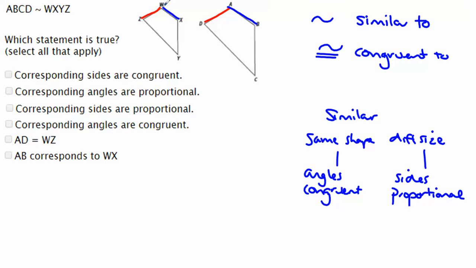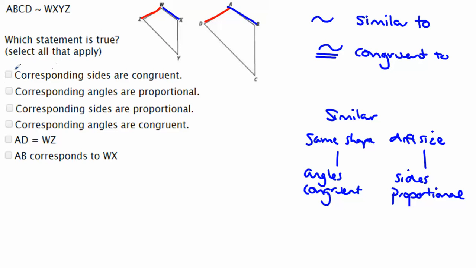So if I multiplied all my side lengths, if I multiplied this blue by 1.5, that means all my sides would have a 1.5 ratio. If I multiplied it 3 times as big, all of my side lengths would be 3 times as big. That's what we mean when sides are proportional.